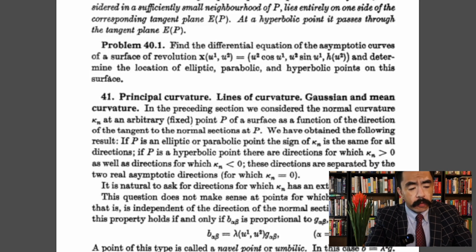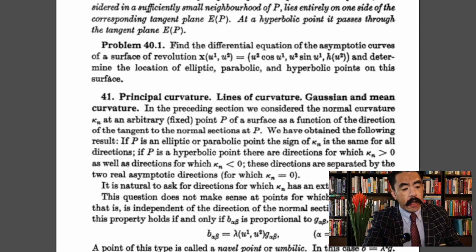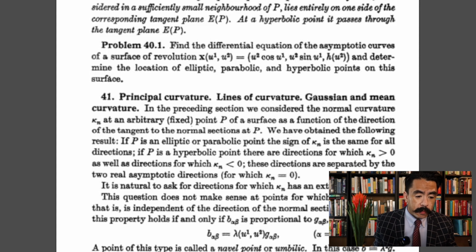Section 41: Principal curvature, lines of curvature, Gaussian and mean curvature. In the preceding section, we considered the normal curvature kappa_n at an arbitrary fixed point P of a surface as a function of the direction of the tangent to the normal sections at P. We have obtained the following results. If P is an elliptic or parabolic point, the sign of kappa_n is the same for all directions. If P is a hyperbolic point, there are directions for which kappa_n is positive, as well as directions for which kappa_n is negative. These directions are separated by the two real asymptotic directions for which kappa_n equals 0.